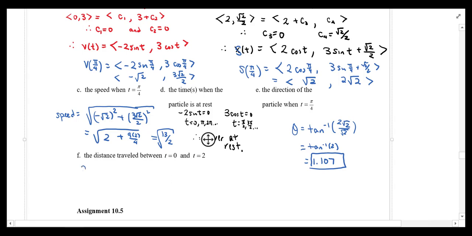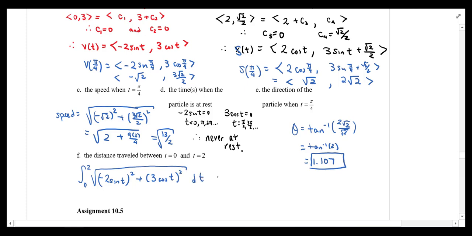Yes, just use the integral formula from 0 to 2. Put in here the components for velocity. Don't forget to square them. dt, and once again, using your graphing calculator, did you get 4.856? Yay!